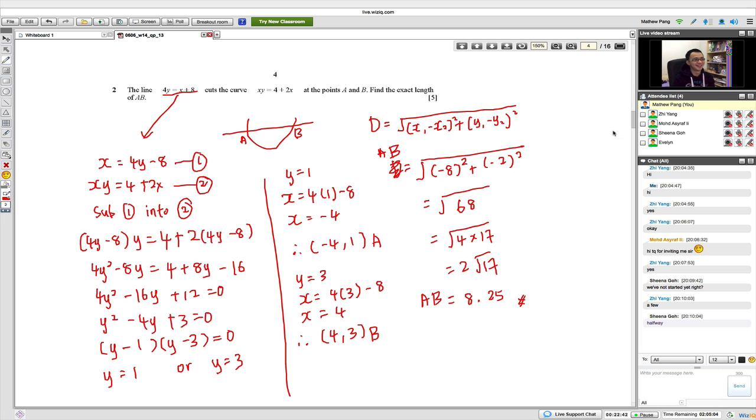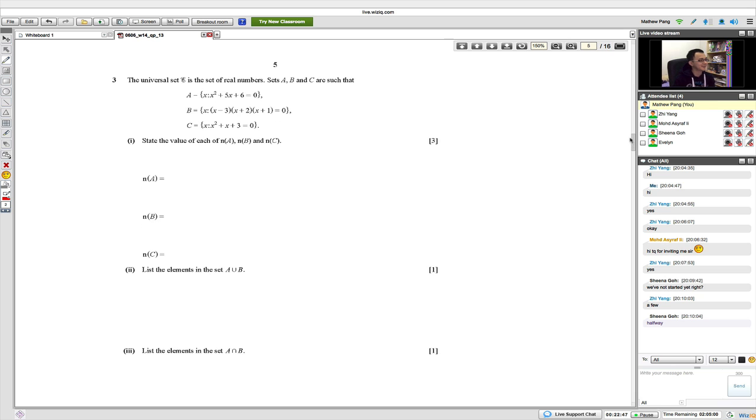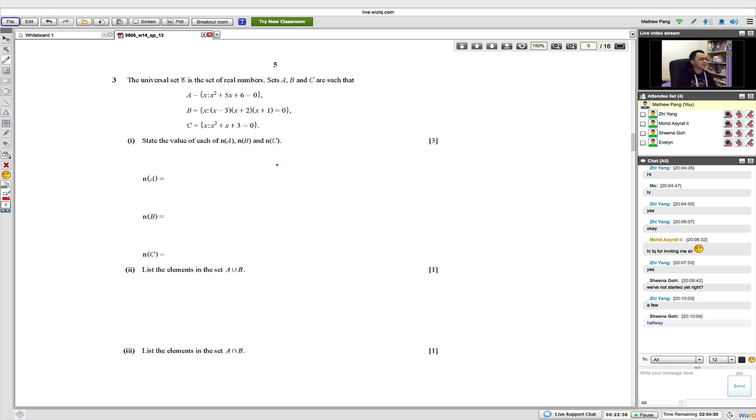Okay, let me move on to number 3. Okay, this is the set question. Set, I mean SET. Right, so yeah, we will have the set question over here. So I will want to solve this one first. So the universal set is the real numbers, and then sets A, B, and C are such that, okay, they will give you a quadratic equation over here. Basically, you just need to solve it. Okay, so first 3 marks, basically you just solve this one for A, B, and C.